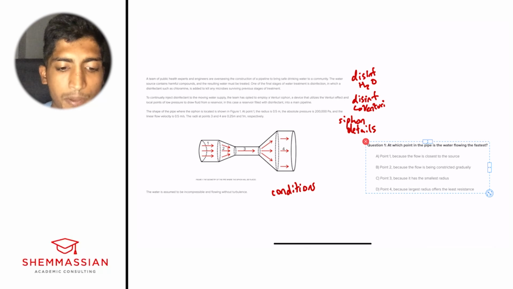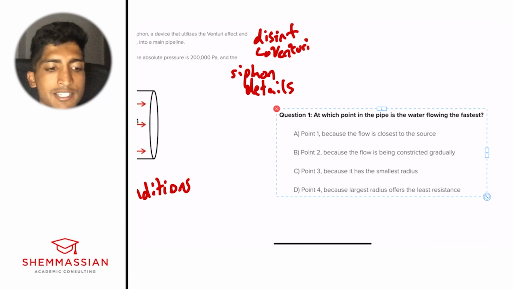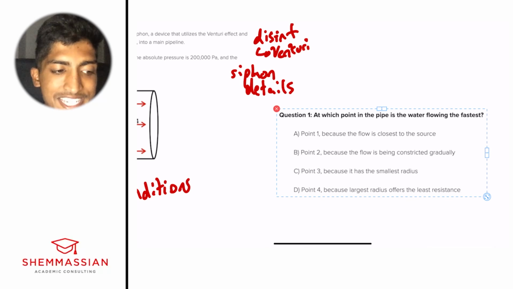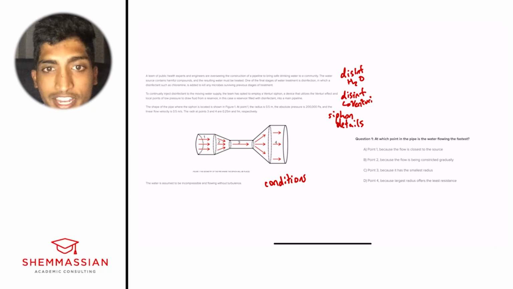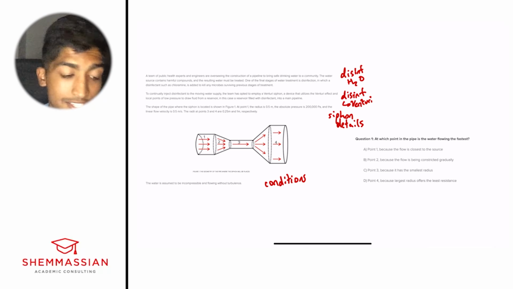At which point in the pipe is the water flowing the fastest? A, point 1, because the flow is closest to the source. B, point 2, because the flow is being constricted gradually. C, point 3, because it has the smallest radius. D, point 4, because the largest radius offers the least resistance. All right, so this is inherently asking us to look at this sort of figure because there's 1, 2, 3, and 4, and that's the points on the figure.